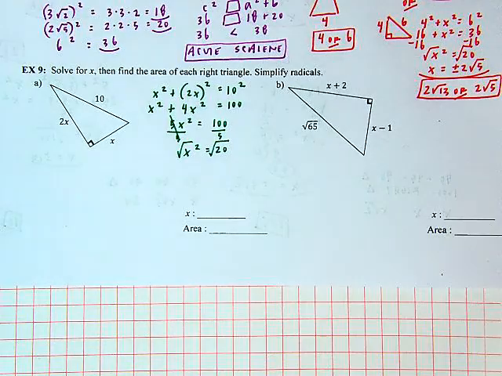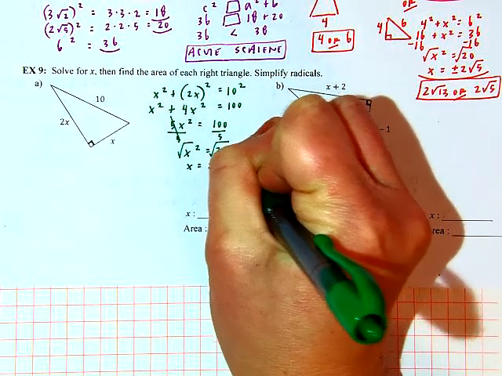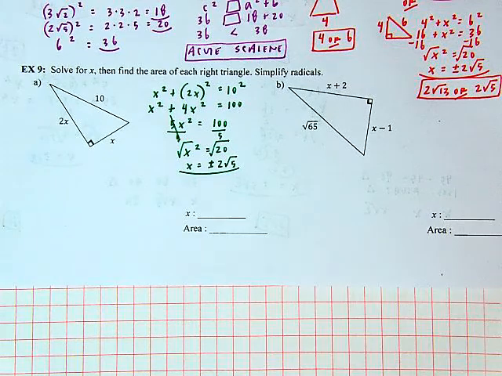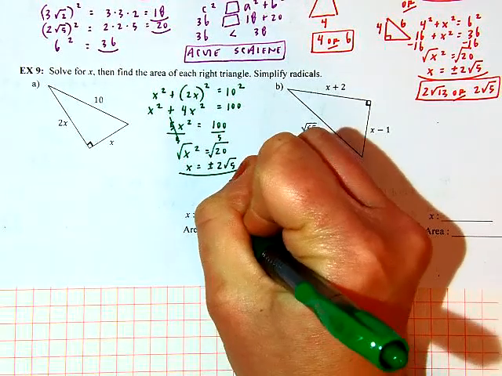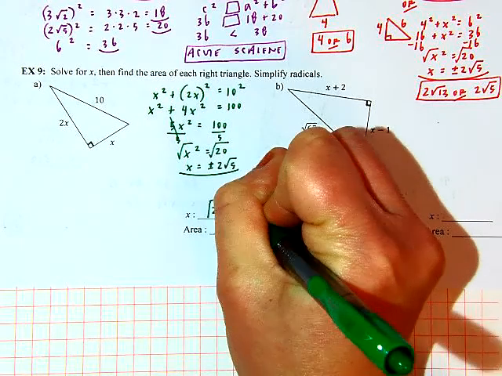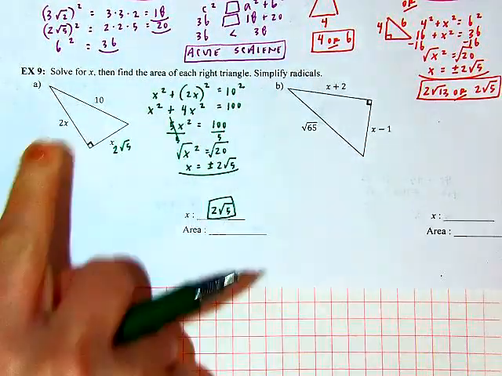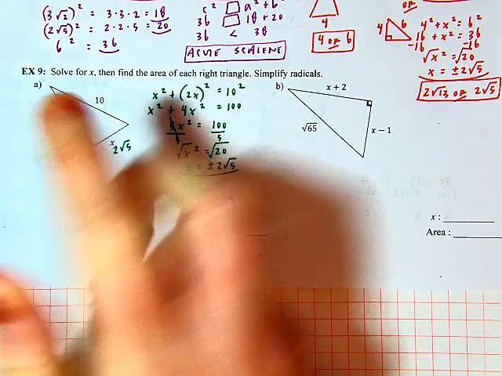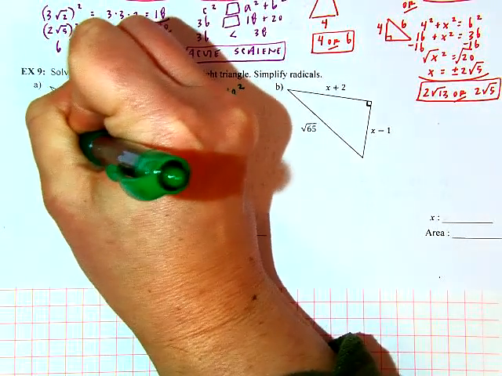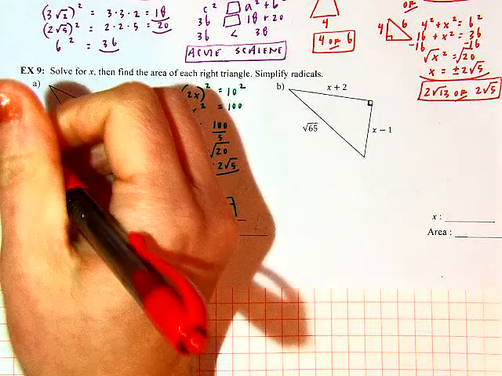Solve by taking the square root, and x would be plus or minus 2 root 5. But again, it has to be the positive. It represents a side length, so x has to be positive 2 root 5. This side right here would be 2 root 5. This side right here, this longer of the two legs, 2 times 2 root 5 is 4 root 5. All right, so I know x, I know what each side length is, and now I want area.